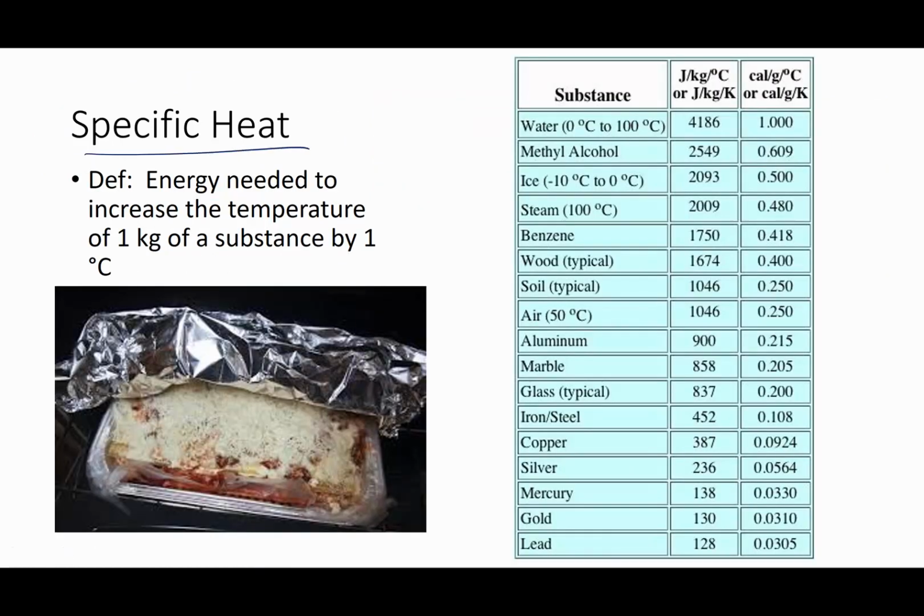Now, the definition of specific heat is this. It's the energy needed to increase the temperature of 1 kilogram of a substance by 1 degree Celsius. The idea is that different materials heat up at different rates. Things like mercury, gold, lead, metals have very, very low specific heats.